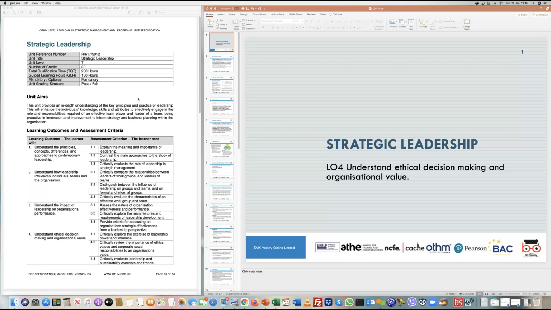Today we are looking at covering learning outcome 4 in this unit, which is strategic leadership. This is going to be the last session on this unit. The next session will discuss the assignment brief and what kind of evidence needs to be produced to complete and achieve this unit.